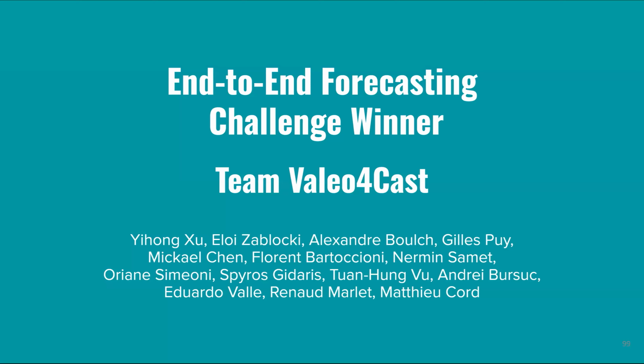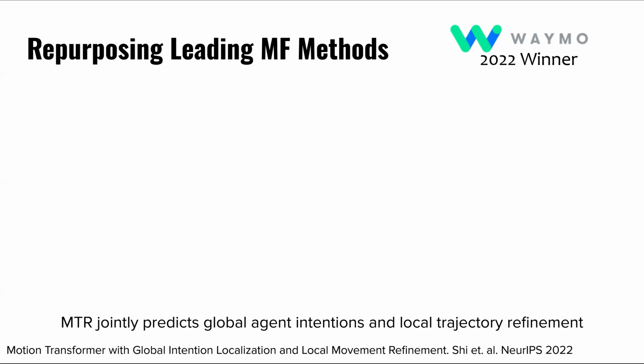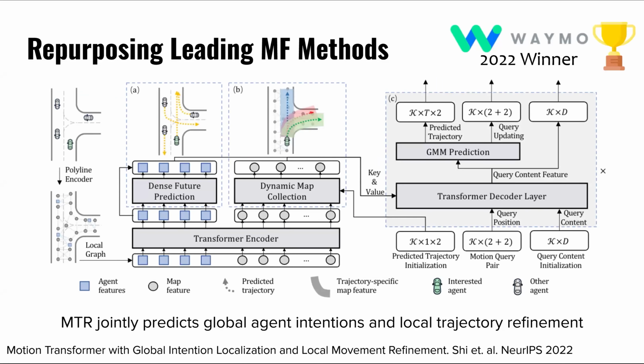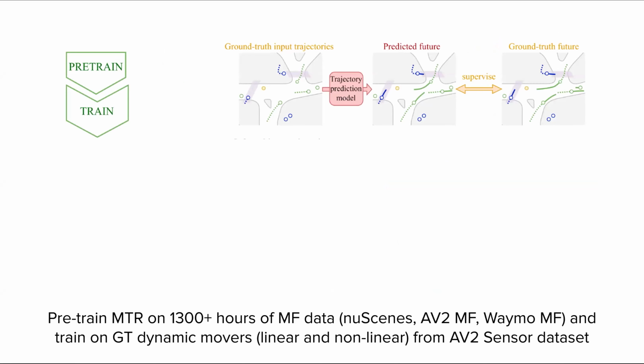And the winner of this sub-challenge is the team Vallejo Forecast. And interestingly, they repurpose leading motion forecasting methods, such as MTR. And it's interesting to note that this method in particular won the Waymo motion forecasting challenge in 2022. So this method jointly predicts global agent intentions and local trajectory refinements. But I think the most important thing about this approach is not their method, it's not their architecture, but rather the way in which they train their method.